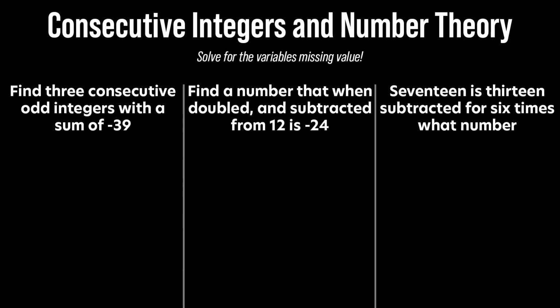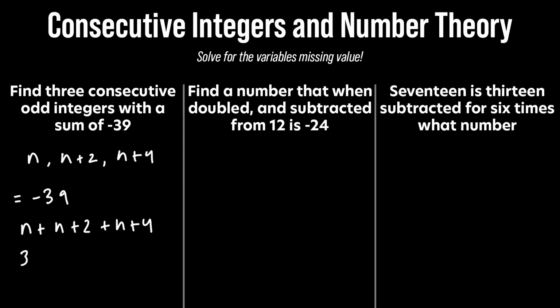So I have three little tricky problems here, and we're going to figure out how to solve them. Find three consecutive odd integers with a sum of negative 39. The odd integer sequence would be n, n plus 2, and n plus 4. And so this is going to have to equal negative 39. This means that we can actually add it up: n plus n plus 2 plus n plus 4.